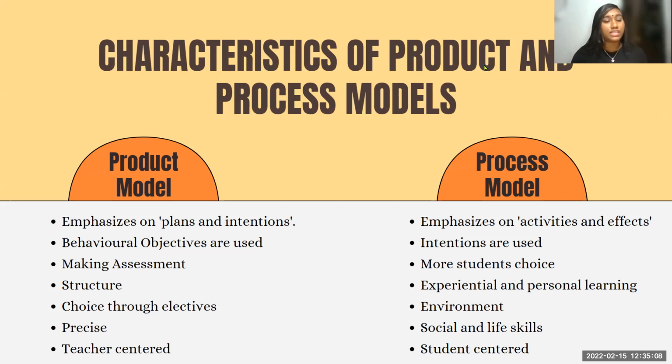And then it has to be precise as well, because it is by the teacher. So there are no choices for the student. As we know, the product model is mainly teacher-centered, and it's mainly the teacher's view and the teacher's rules. The process model, on the other hand, is student-centered.